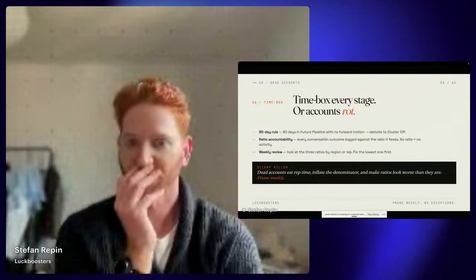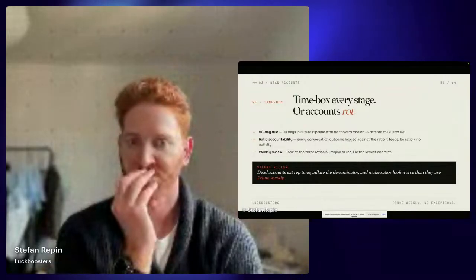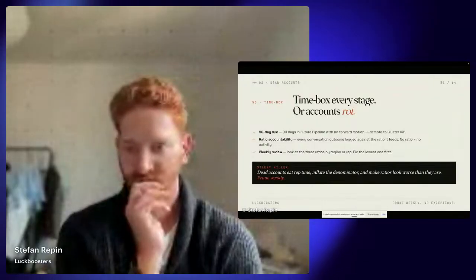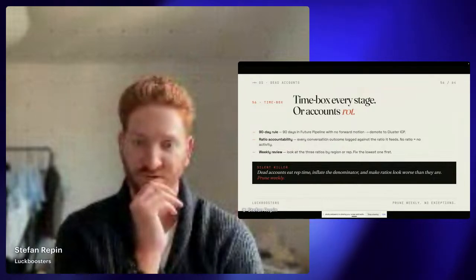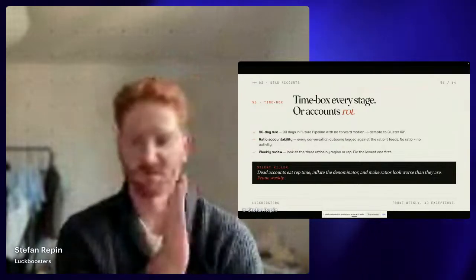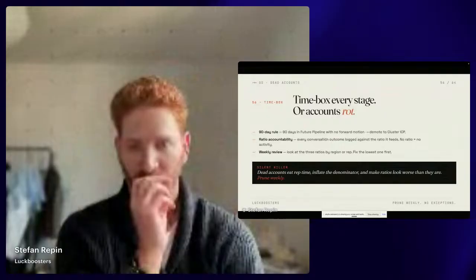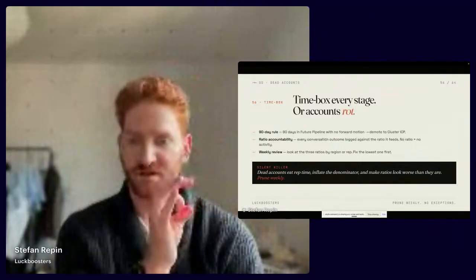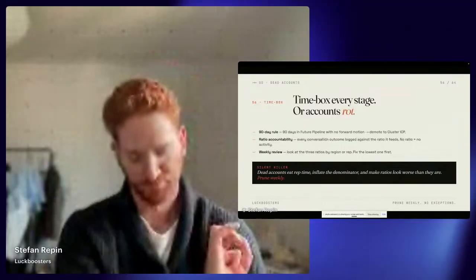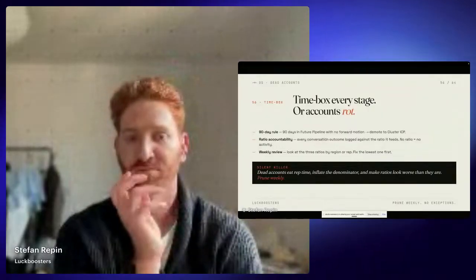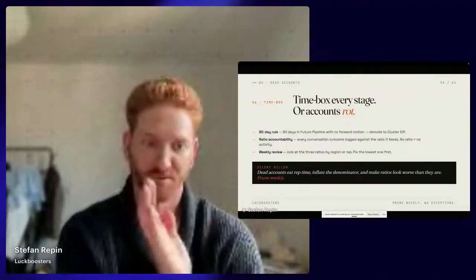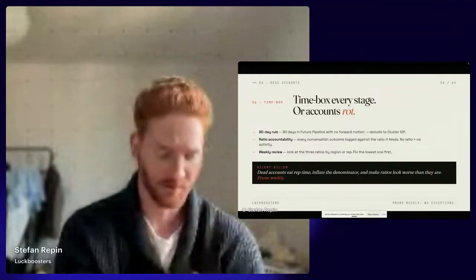Every conversation outcome is logged against the ratio. If there's no ratio, it means no activity. Weekly review: look at the three ratios by region or representative. Fix the lowest ratio first. The silent killer: dead accounts eat rep time. Inflated denominators make ratios look worse than they are. Prune these accounts weekly.